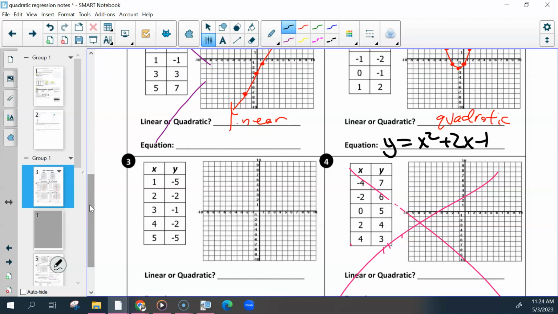Do we have any questions on how to find the curve of best fit in the calculator?